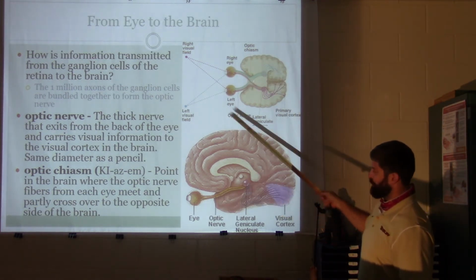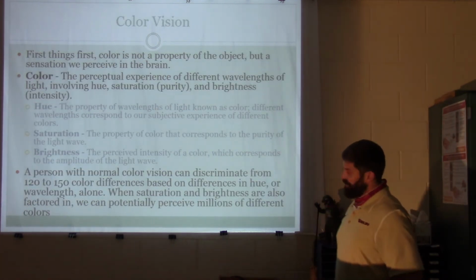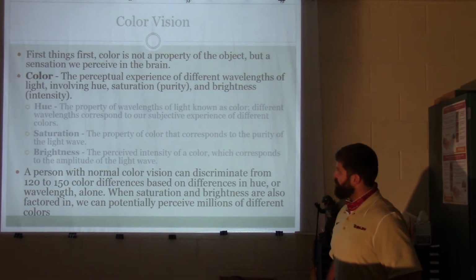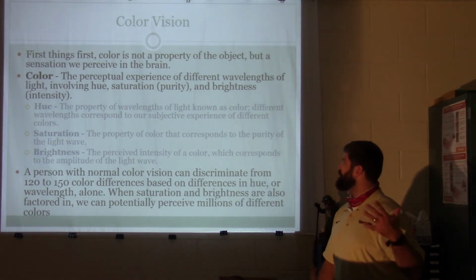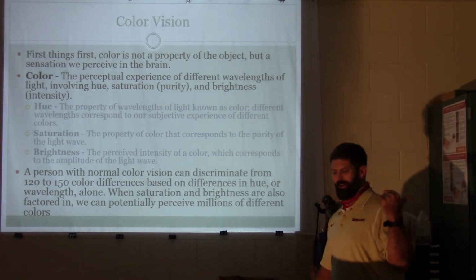Again, your left eye is processed in your back right brain. All right, color vision. So this gets a little confusing, so stay with me here. First things first, color is not a property of the object, but a sensation we perceive in the brain.